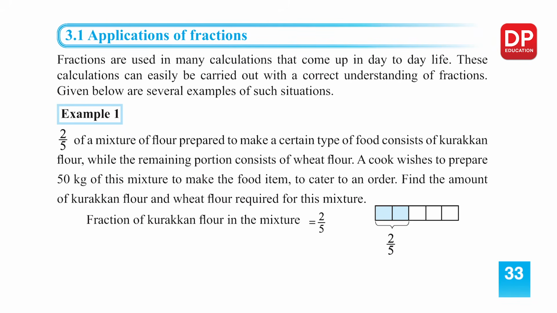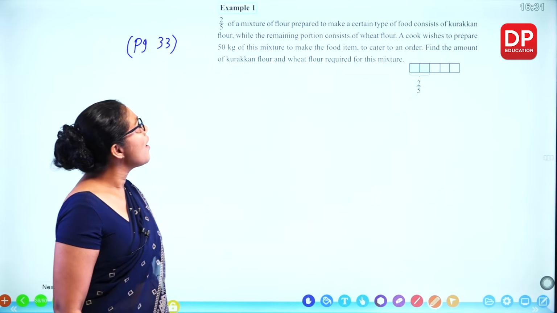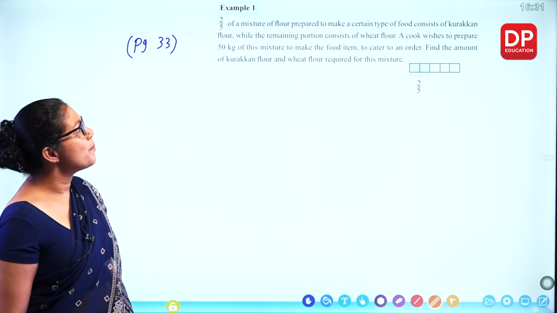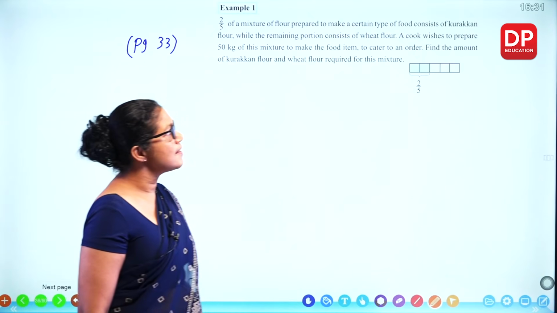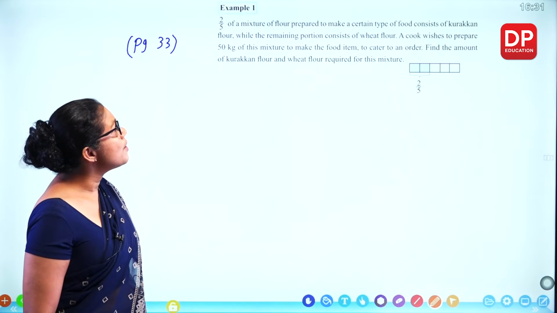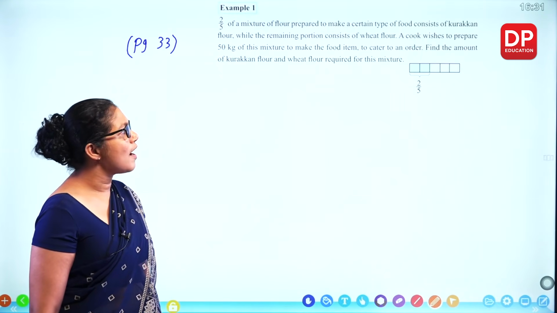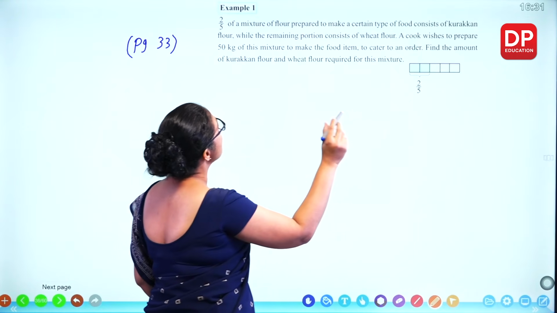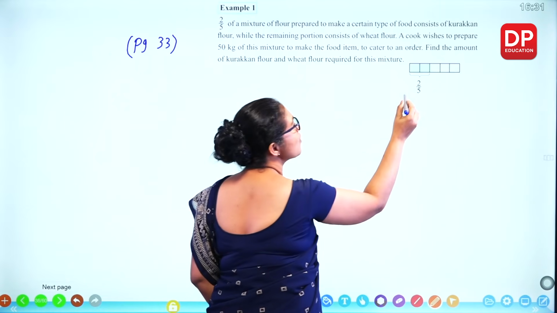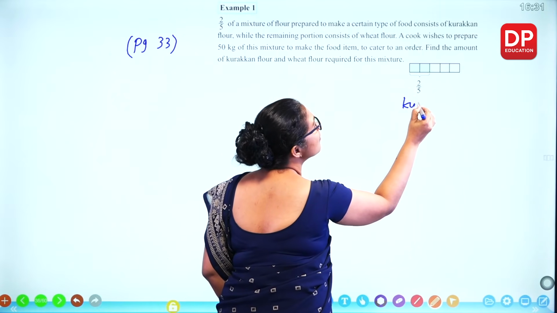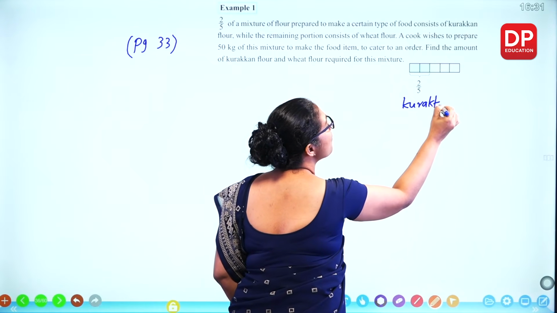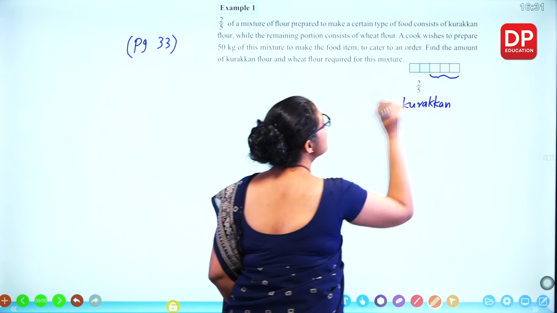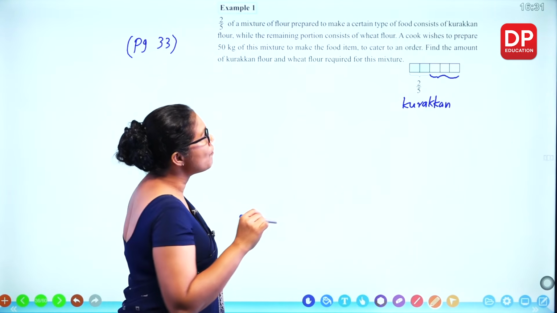So here, first example in page number 33. So you have given this question. 2/5 of a mixture of flour prepared to make a certain type of food consists of Kurakan flour, while the remaining portion consists of wheat flour. So you have given a diagram. So 2/5 of this is a mixture of Kurakan flour. So this part is Kurakan. So the remaining part is this part. So what is that? Remaining portion consists of wheat flour.